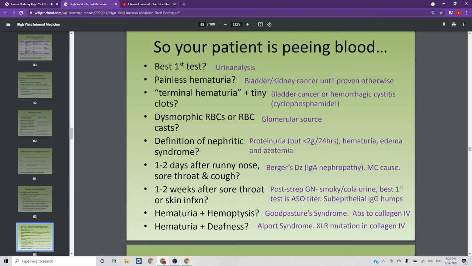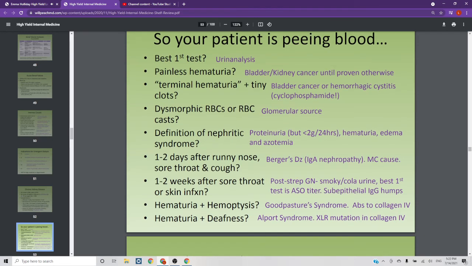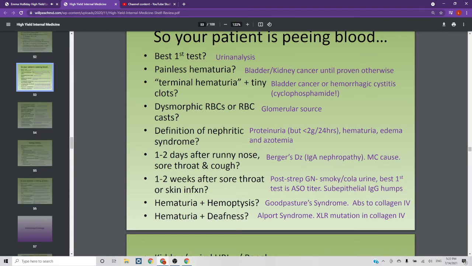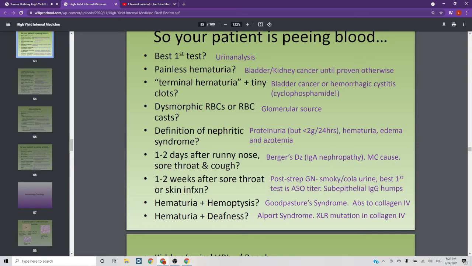So proteinuria, but not nephrotic range. What else? Hematuria, hypertension, and kidney failure, azotemia. So, good.